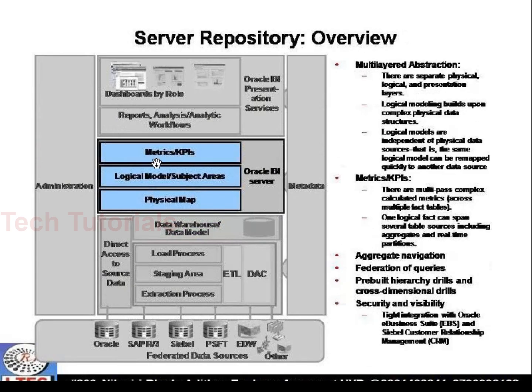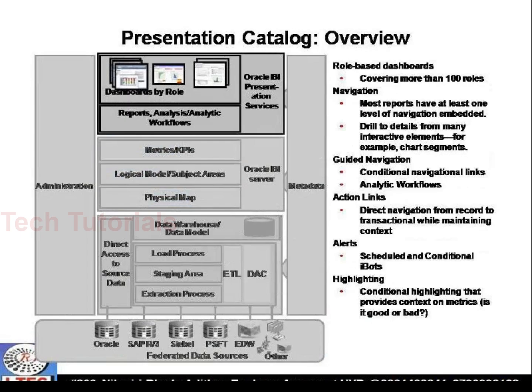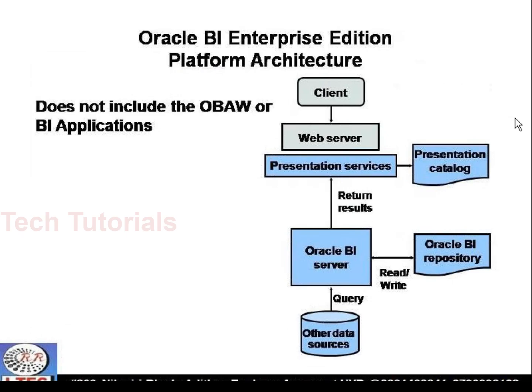Next, server repository overview. Here we have 3 layers. One is called what, sir? Physical layer, BMM layer, and presentation layer, where we do calculations, whatever you require. Next one is metrics and calculations. Next, presentation catalog: whatever reports are required, all those reports are available here. It may be alerts, highlighting, action links, guided navigation, anything.